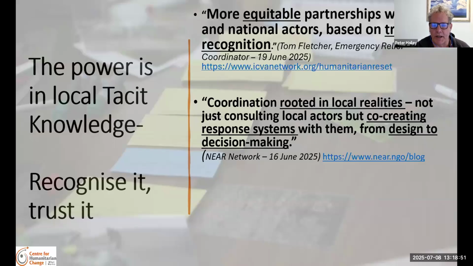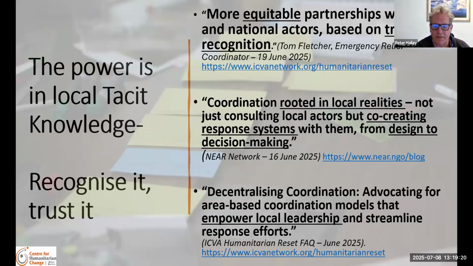In the Near Network press release or blog on the 16th of June, they were talking about coordination rooted in local realities and co-creating response systems from design to decision-making. What does that actually mean practically to you in your day-to-day work as an organization, whether you're a local organization or an international?